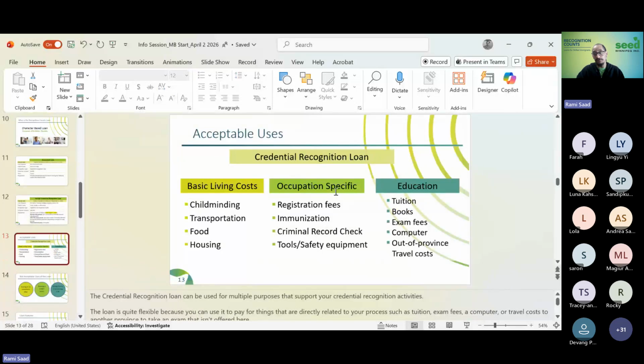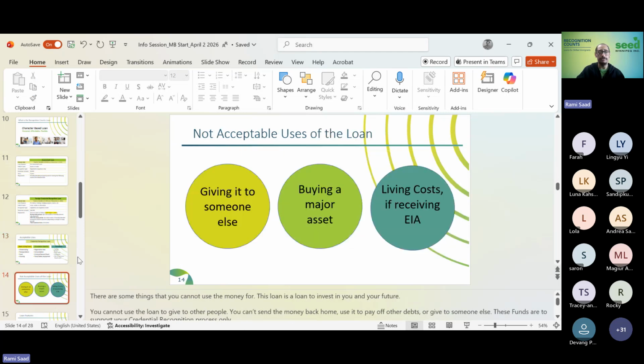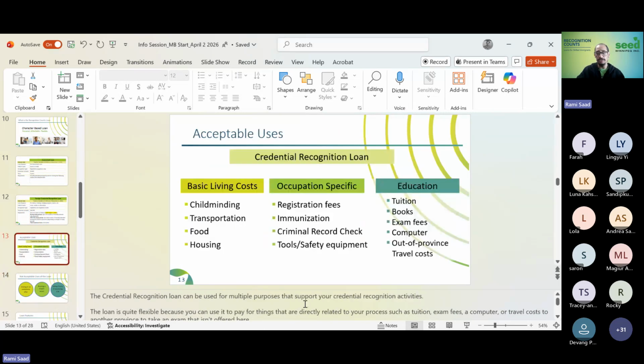What does it cover? As we mentioned, unlike the assessment loan, which only pays for your assessment, this one has even more variety. It can help you with your basic living costs, if you need some money for transportation, food, rental, housing, child minding, all of that. Sorry, I switched the slide. So it can cover the basic living costs.